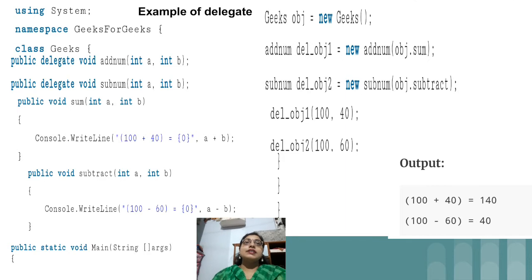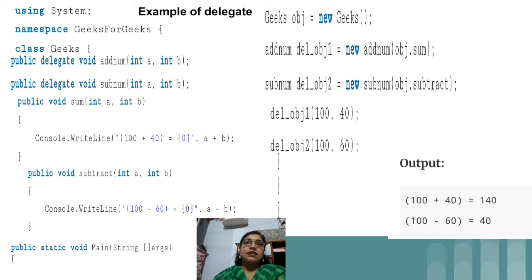So now in this example of delegate, namespace gigs for gigs, that doesn't matter, you can make use of any namespace or whatever is by default present in your software. Now the things which are important: first, create a class. Gigs is the name of my class.